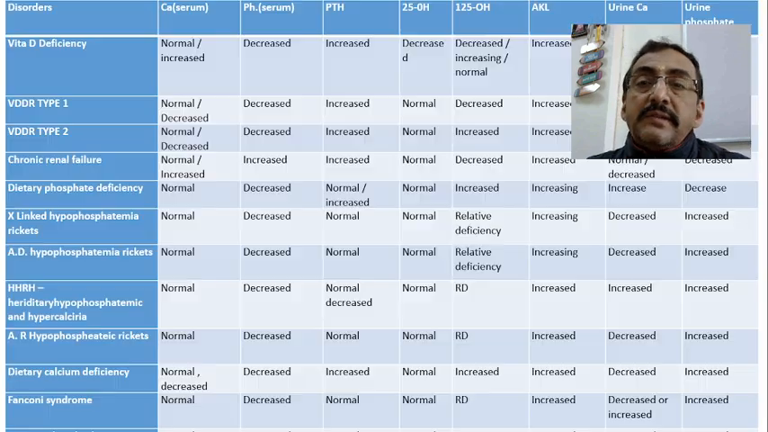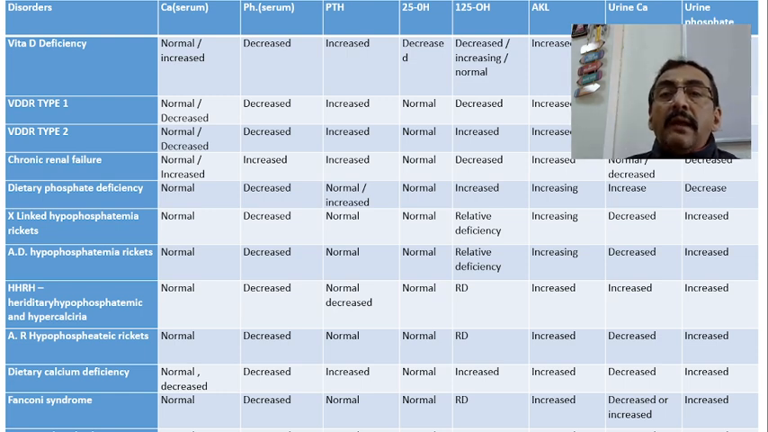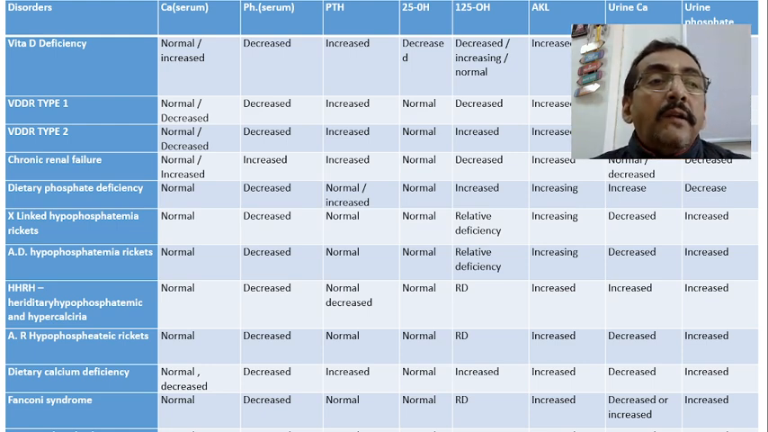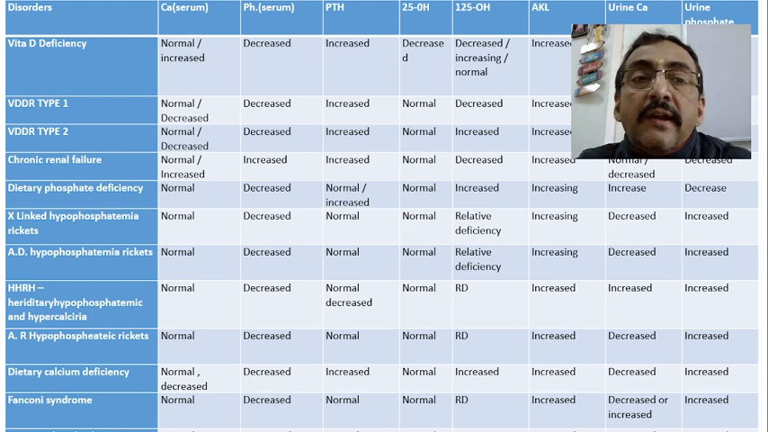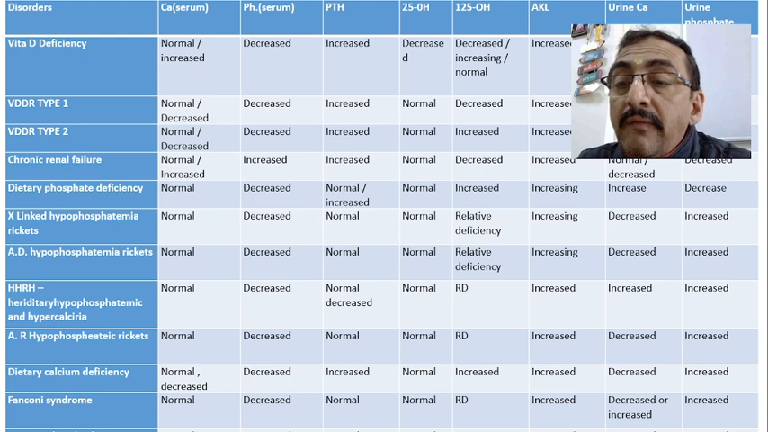So these are some of the pictures of rickets, and this is a very important chart which shows the level of calcium, phosphorus, PTH, then 25 OH, 1,25 OH, alkaline phosphatase, urine calcium and urine phosphate. Okay, and these are the different causes of rickets mentioned here: vitamin D deficiency, VDDR type 1, VDDR type 2, chronic renal failure, dietary phosphate deficiency, X-linked hypophosphatemic rickets, autosomal hypophosphatemic rickets, hereditary hypophosphatemic rickets with hypercalciuria, autosomal recessive hypophosphatemic rickets, dietary calcium deficiency, and Fanconi syndrome.